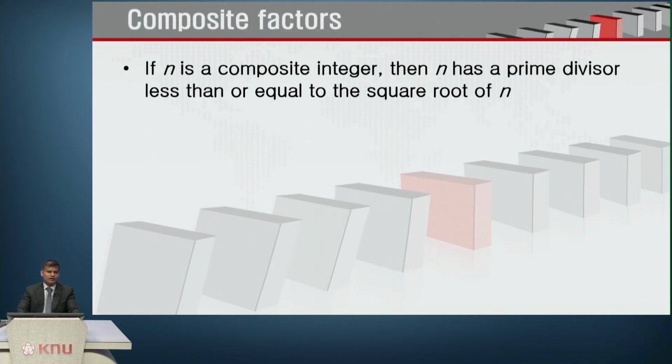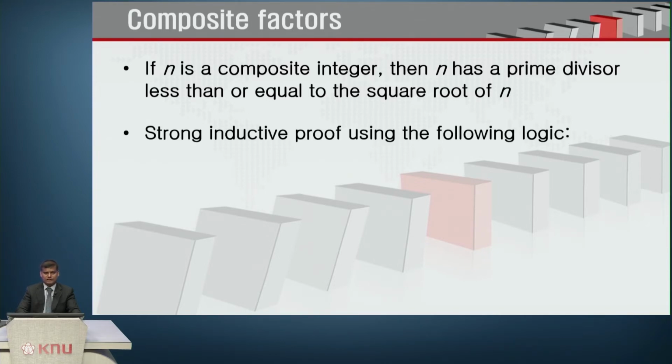So if n is a composite integer, let's talk about composite factors now. If n is a composite integer, then n has a prime divisor less than or equal to the square root of n. So that's an interesting observation, and we can use that in fact to show whether a number is prime or not. So it says that if n is a composite integer, then n has a prime divisor less than or equal to the square root of n. Let's see how this applies.